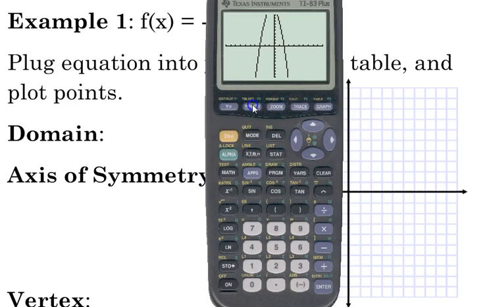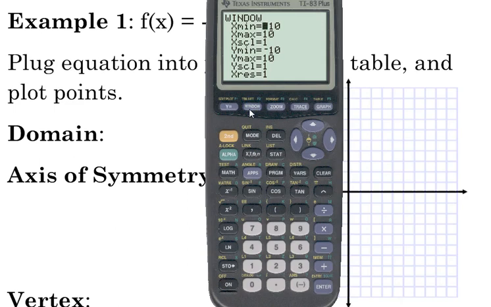So I'm going to go to window, which is right beside y equals. I'm only going to change one thing, because my x values are good. I can see both sides of the parabola. The only problem is I just can't see the top up there. So the only thing I'm going to change is the y maximum. It doesn't look like it's that far away, so I'm going to change it to like 15. I didn't change anything else but the y maximum. And then I can press graph again, and then I'm able to see the entire graph. Okay, so that problem is solved.